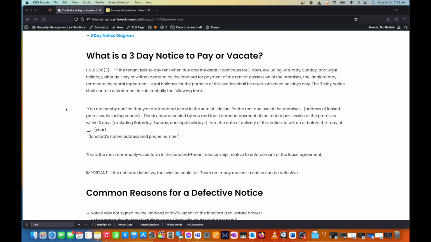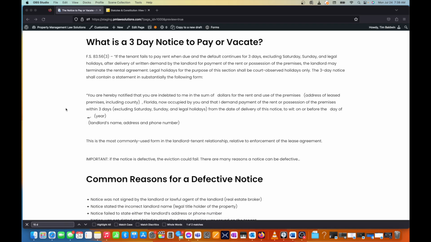A 3-day notice to pay or vacate is the notice by which we make a demand on the tenant who has failed to pay rent timely as required by the lease agreement, or if it happened to be a verbal agreement, on the day that was agreed to. And in our lease agreement, we have the due date as the first day of the month, and that is the date that rent is owed.